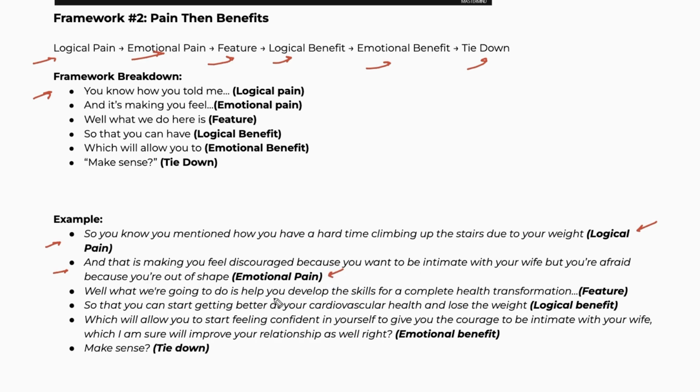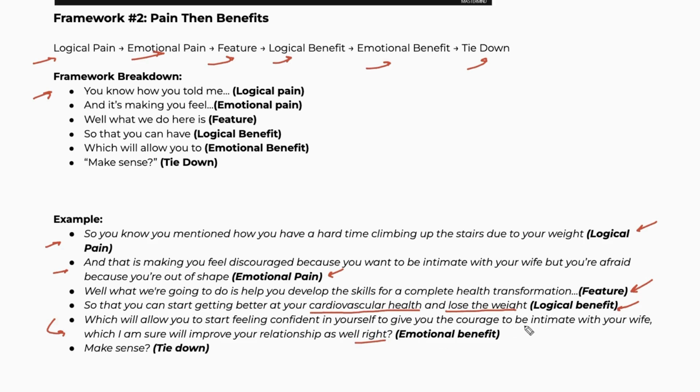Well, what we're going to do is help you develop the skills for a complete health transformation, right? See, that's a feature that I brought in so that you can start getting better at cardiovascular health, and lose the weight. Logical benefit, right? That's what they're trying to accomplish. Now, here's the emotional benefit, which will allow you to start feeling confident in yourself and give you the courage to be intimate with your wife, which I'm sure will improve your relationship as well, right?